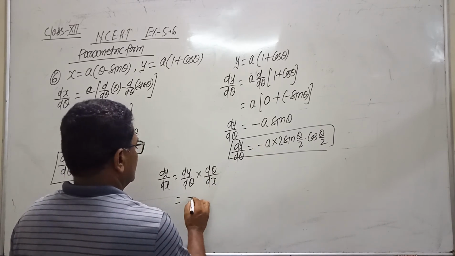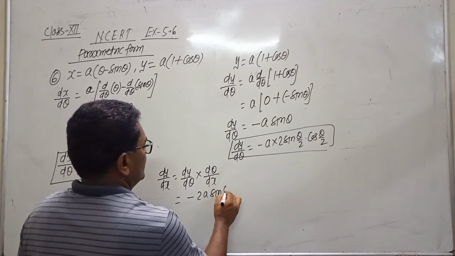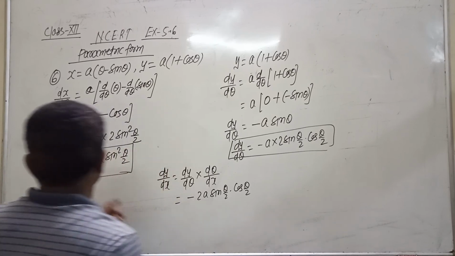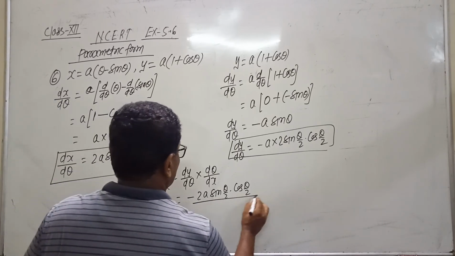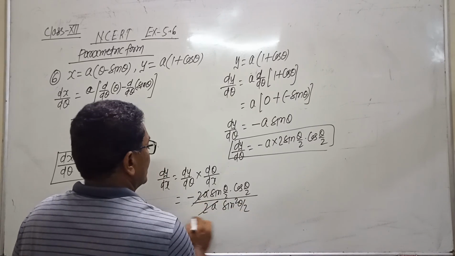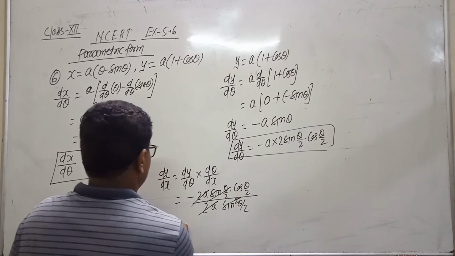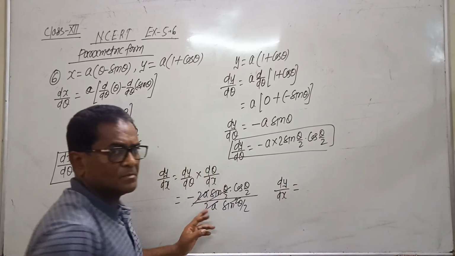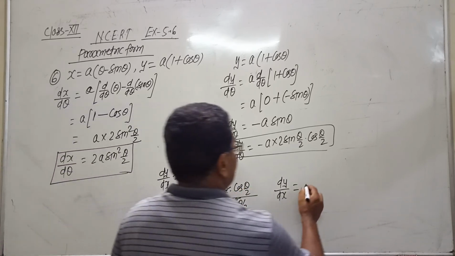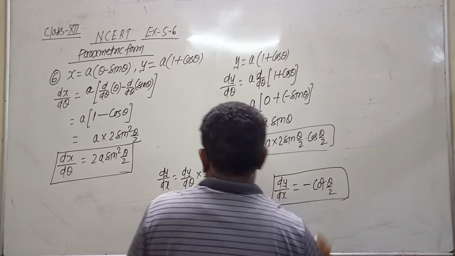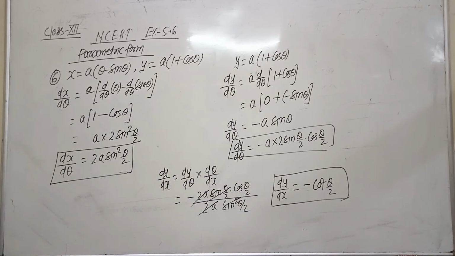dy by dx is written as dy by d theta into d theta by dx. The value of dy by d theta is minus 2a sin theta by 2 into cos theta by 2, and the value of d theta by dx becomes 1 by 2a sin square theta by 2. 2a and 2a cancel, one sin theta by 2 cancels, and the result is dy by dx equals minus cos theta by 2 by sin theta by 2. So dy by dx equals minus cot theta by 2.